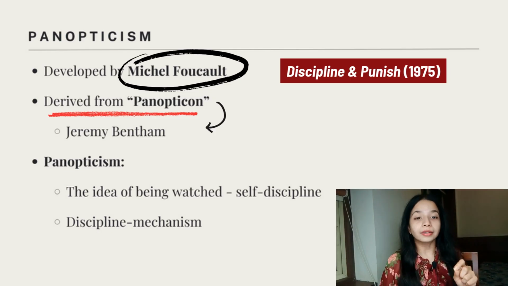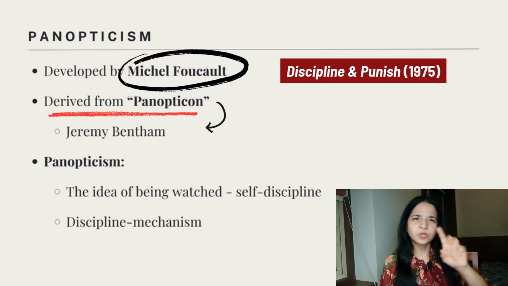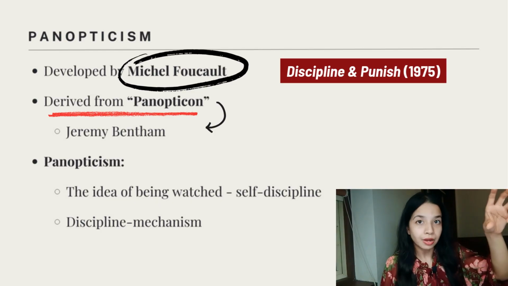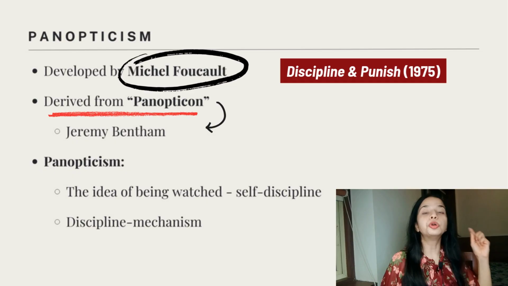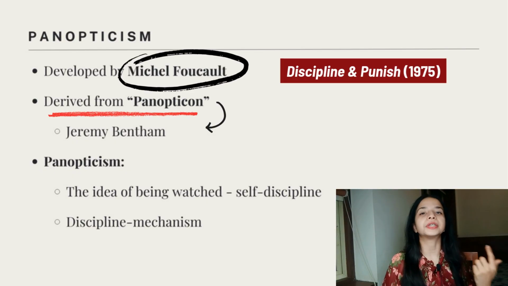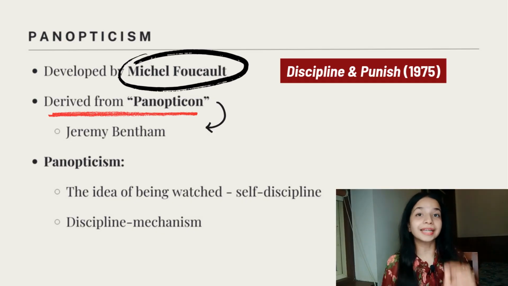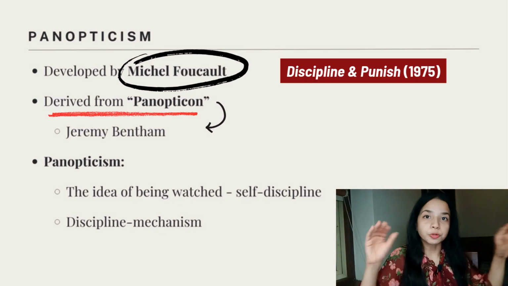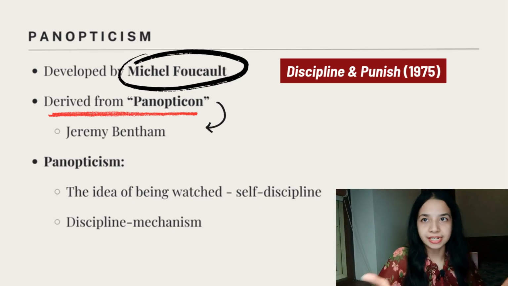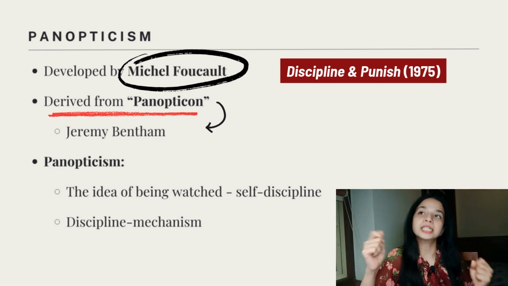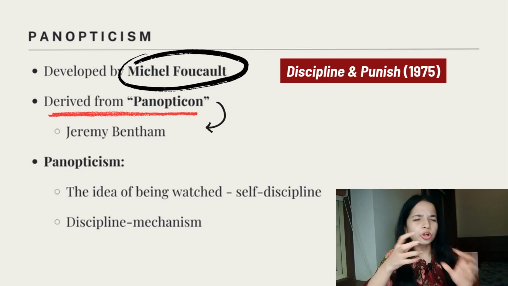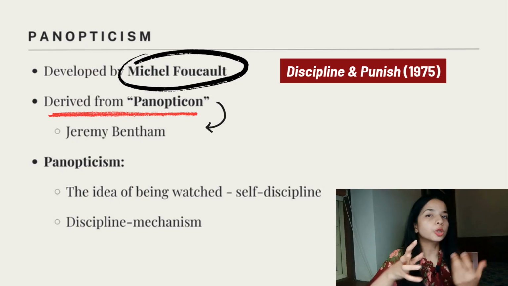Now, the idea is that there is one guard standing in the tower, and he is able to look at all the prisoners around that particular tower. But the catch is that the prisoners who are locked inside their cells, locked behind the bars, they can't see the guard. Right? So they are not sure if they are being watched or not.